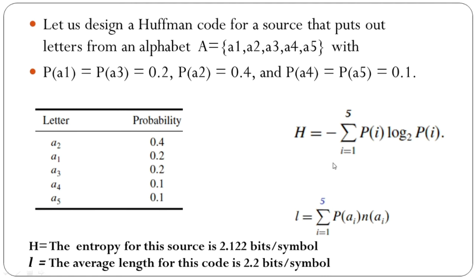The formula for entropy is the summation of i equals 1 to 5, as we have 5 letters, of probability of i into log to the base 2 of Pi. The average length is the summation of i equals 1 to 5 of probability of Ai into n of Ai, where n of Ai is the code length. As presently we do not have the code lengths, we are not able to find the length. At the end, the length of the code comes out to be 2.2 bits per symbol and the entropy is 2.122 bits per symbol. We'll now see how to calculate this entropy and average length.